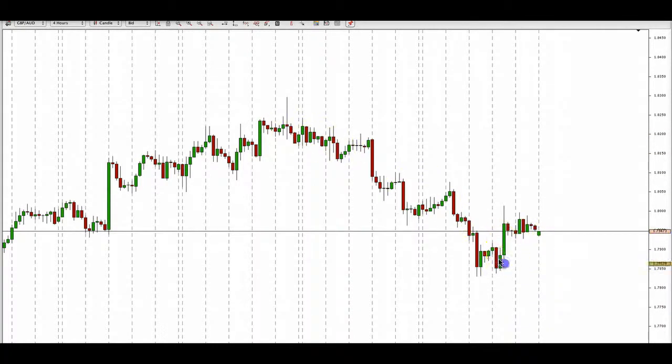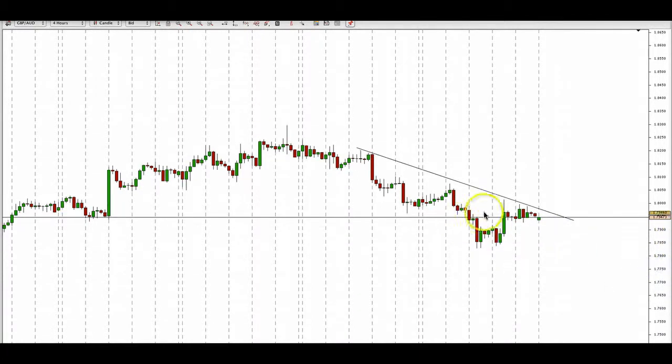So the market sold off, found support, shot back up. I don't really see anything on the 4 hour chart that will tell me that the market is going to continue north, but we do have this strong momentum here, and this would be the support level. And if it continues to go north, yes, I would be interested to take this trade.